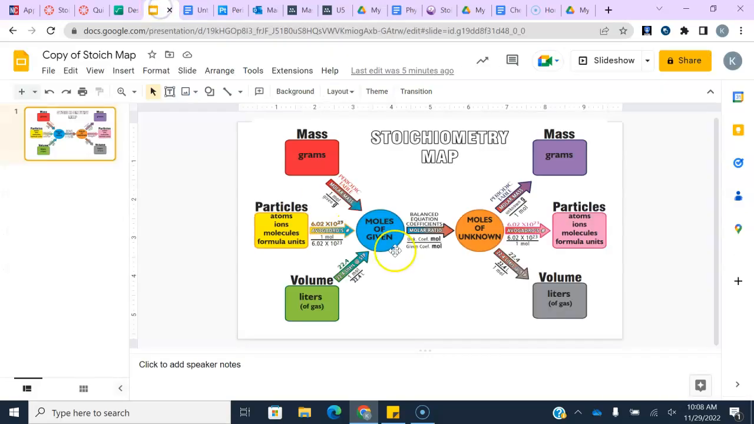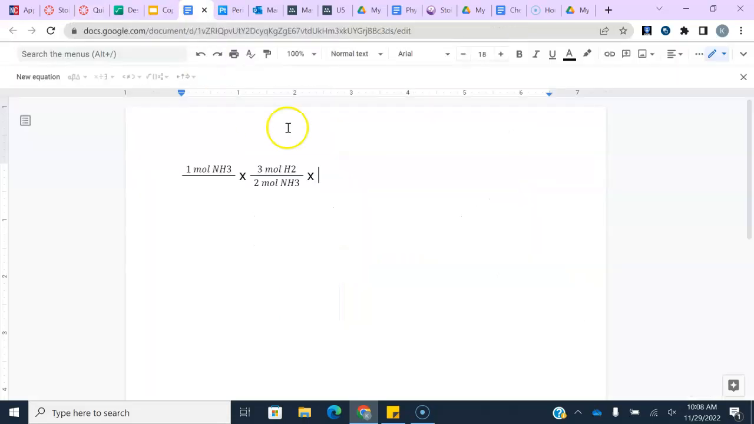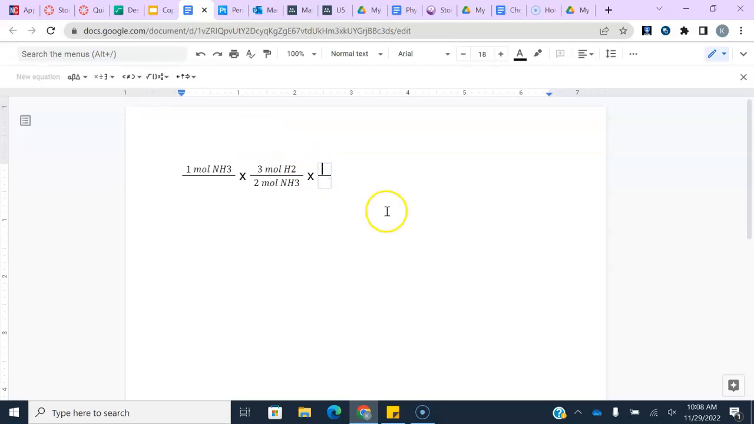Now, if we look back at our map, so we've done this step. So we've converted from moles of our given to moles of our unknown. Our last step is to go from moles of our unknown to grams of our unknown. Okay, and again, we're looking for grams of H2. So I'm going to go ahead and set this up. So we're eliminating our moles. So I'm going to put 1 mole of H2 on the bottom, and I want my grams of H2 on the top.